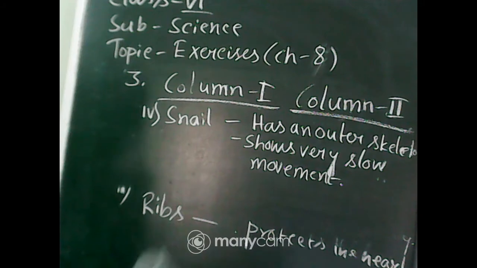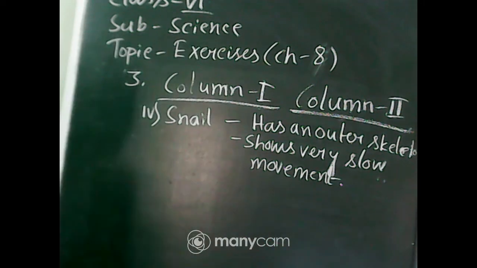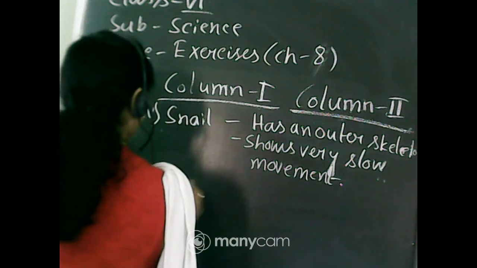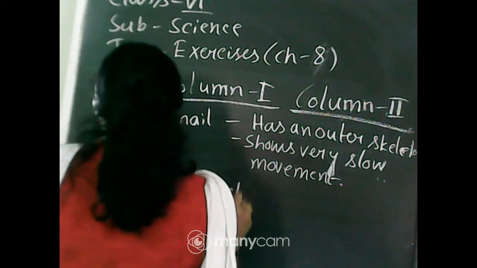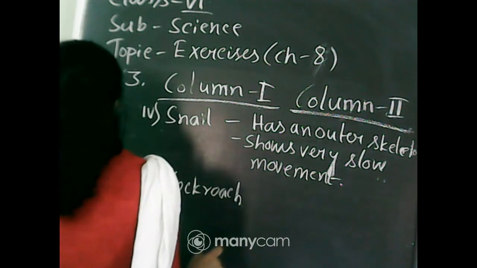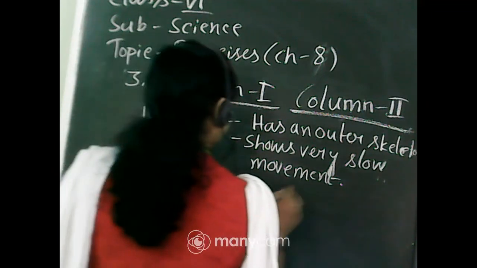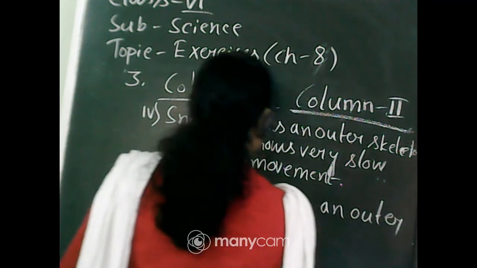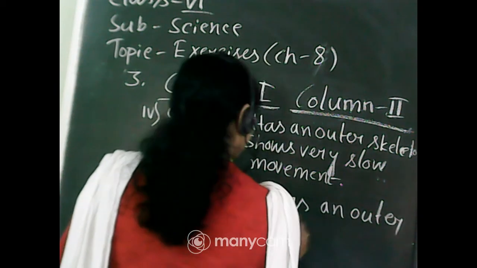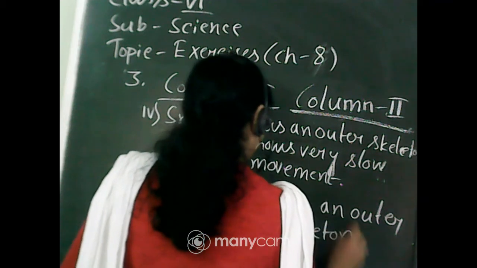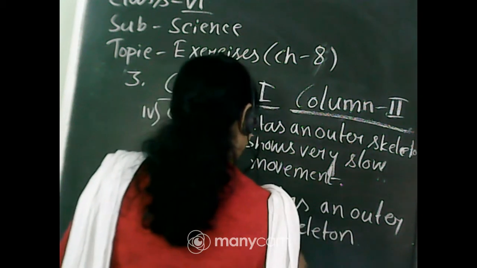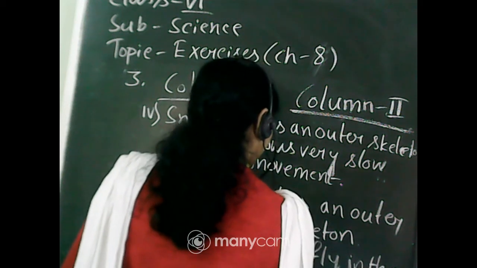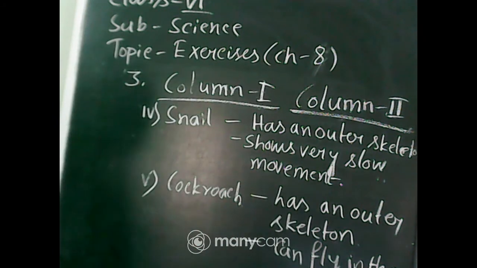Okay students, now comes to the last matching, that is cockroach. You have to write that it has an outer skeleton, and another point of this is it can fly in the air. Okay, can fly in the air.